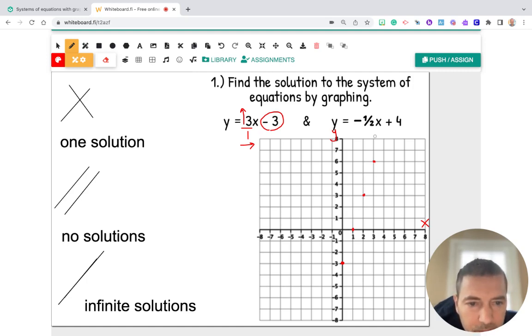Once I run out of room, and if I do it again, I'll be off the graph. Go back to where you started. I'm going to do the opposite. Instead of going up 3, I'm going to go down 3. Instead of going right 1, I'm going to go left 1. So it looks like if I do it again, I'll be off the graph.